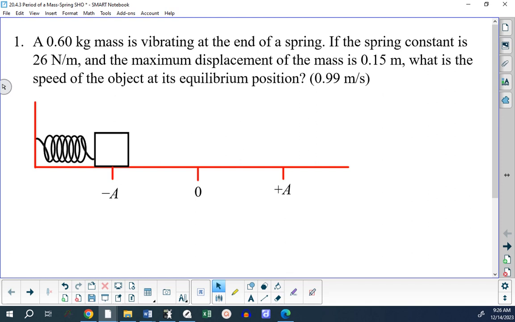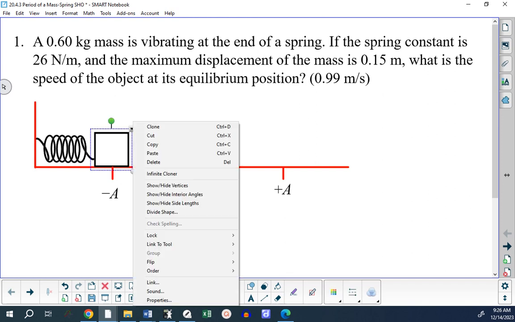Yesterday we looked at a mass oscillating on a spring in a horizontal orientation. This is the best I could do to recreate a spring here in this software. I'm not going to bother to draw this mass in multiple locations with the spring. It's going to get too messy and too difficult.